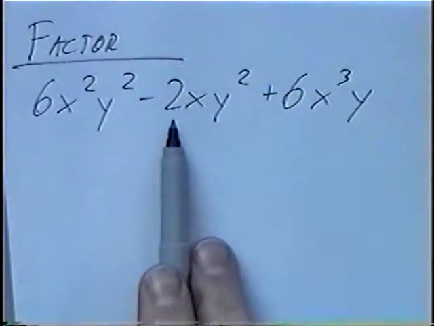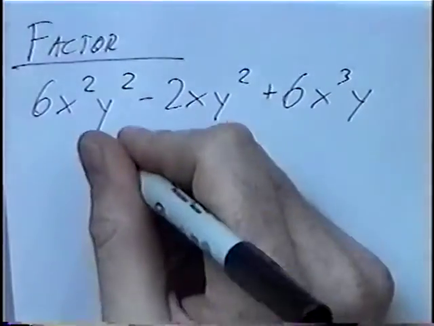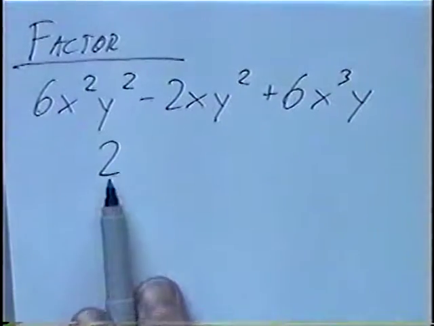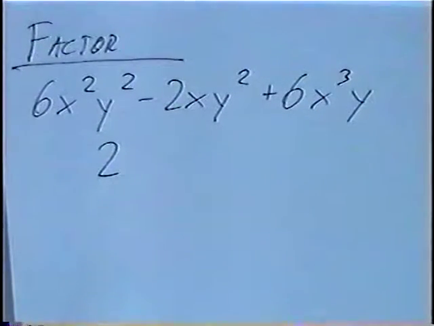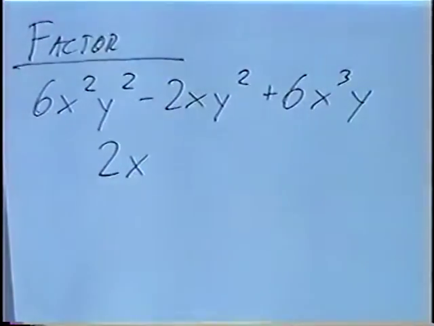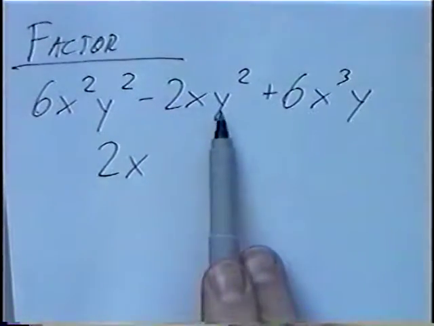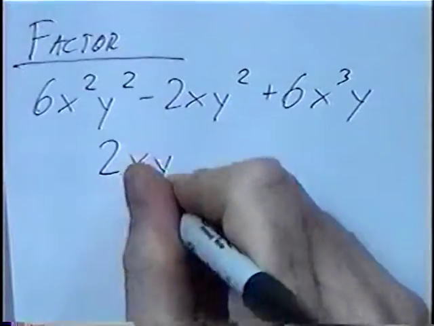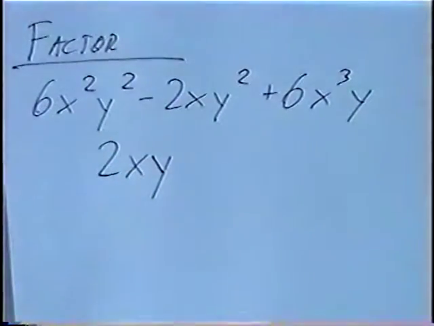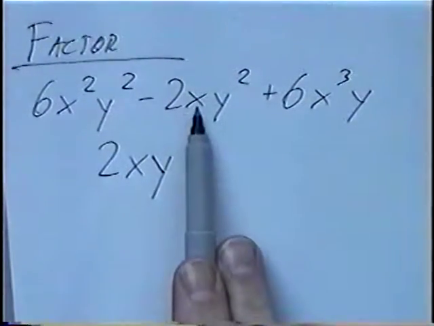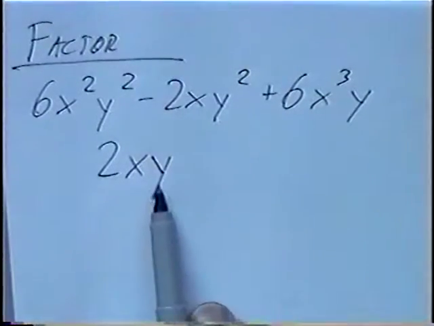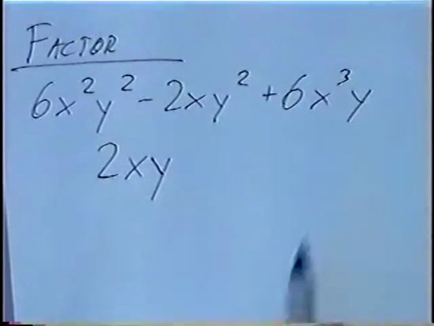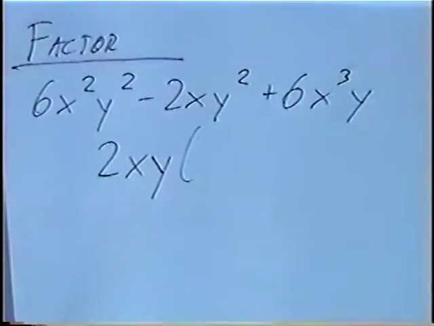Looking at the coefficients, 6, 2, and 6, we can take out a common factor of 2 for the coefficients. Each term also has the variable x, so we can take out a single x, and each term also has a single y, so we can take out a single y. We can only take out a single x since the second term only has x, and we can only take out a single y since the last term only has y.